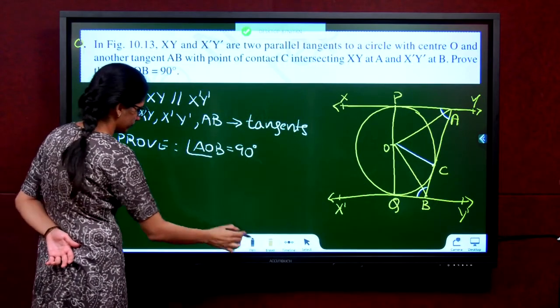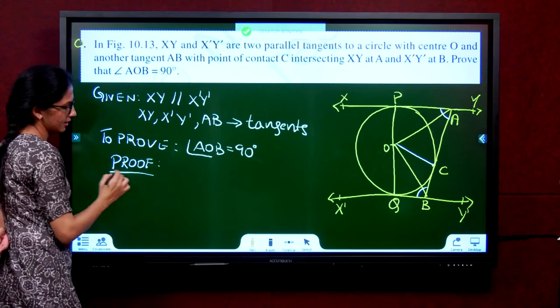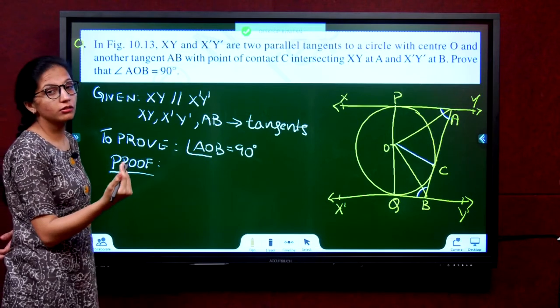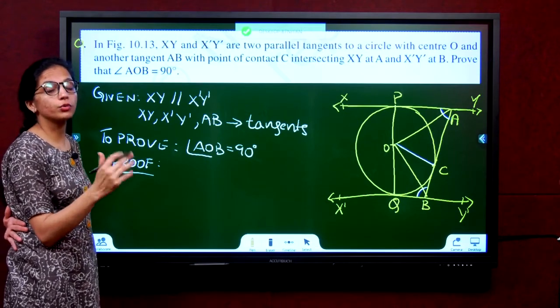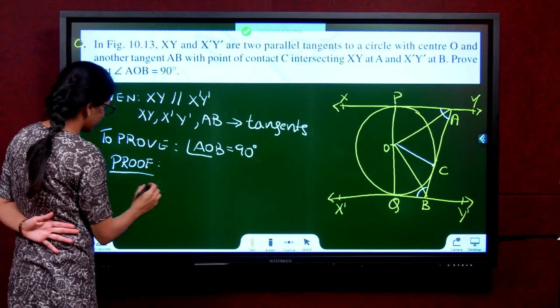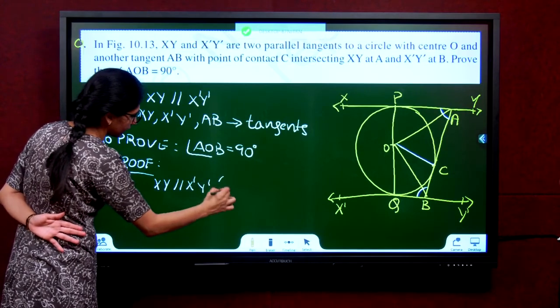Very easy. In such geometrical questions, if you simply see a question, you won't be able to decide what to do. You have to practice to know the technique. So here, XY is parallel to X dash Y dash, given.